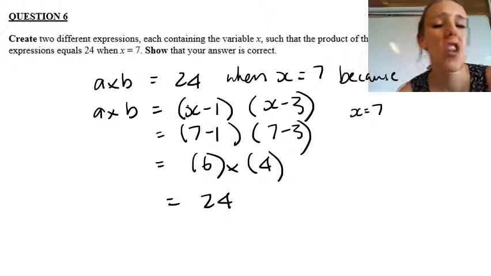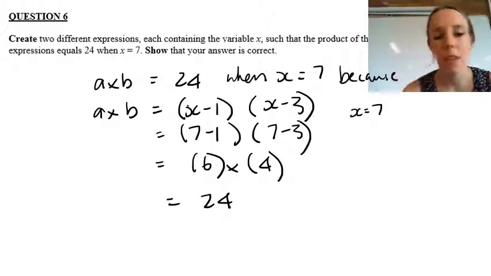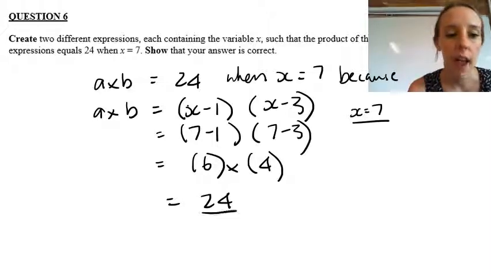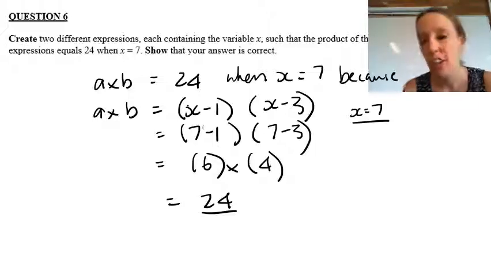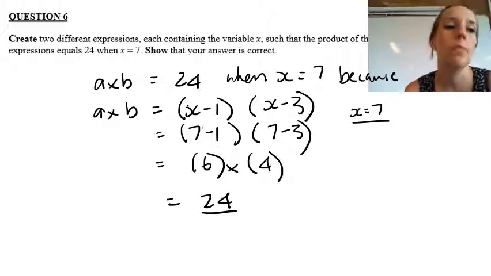So again, as I said, you can have all different numbers, all different expressions, but your answer should still have x being equal to 7 and your two expressions when multiplied together being equal to 24. You could solve this by doing a binomial expansion, expanding the brackets. You'd still get to the same answer. It's just going to take you a lot longer.